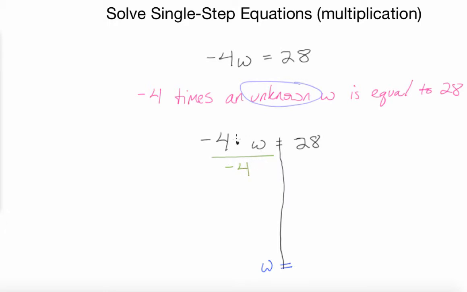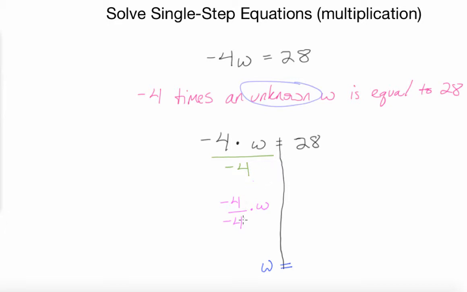let's think about what happens here. I have negative 4 times w, but it's now being divided by negative 4. I can rewrite it like this on the left side to get negative 4 divided by negative 4, and it's still multiplied by w. So all work with fractions lets us rewrite it like this.